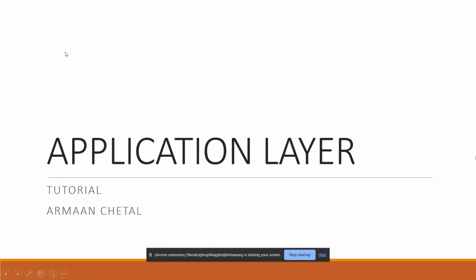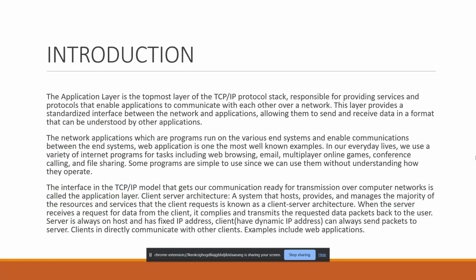This is the tutorial for the application layer. The application layer is the topmost layer of the TCP/IP protocol stack, and it is responsible for providing services and protocols that allow for application communications. This layer provides a standardized interface between the network and application, allowing them to send and receive data in a format that can be understood by other applications.